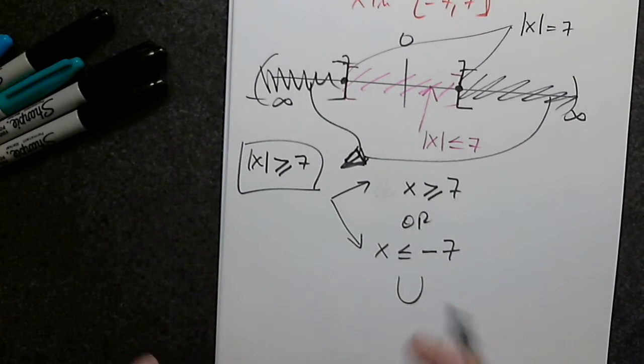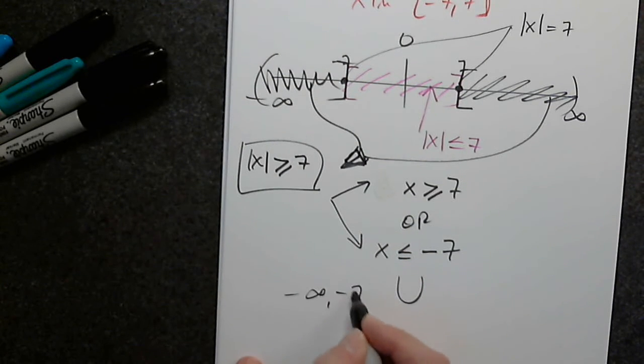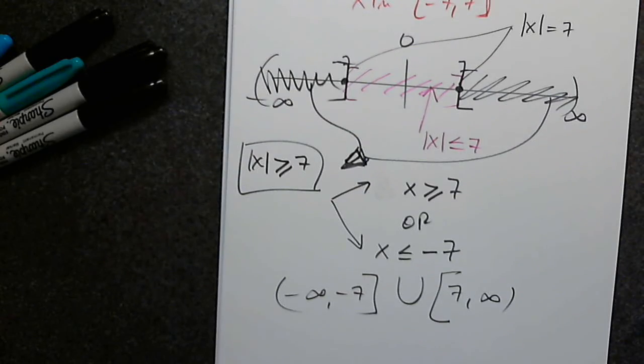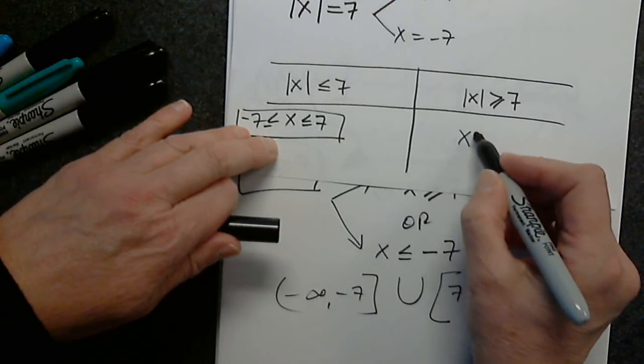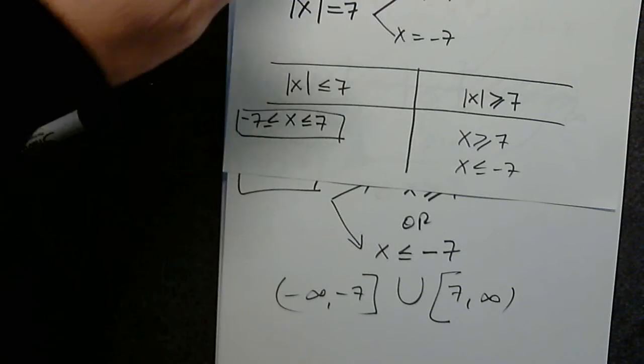How do I write the solution now? The solution now requires the union symbol. Between -infinity and -7, union between 7 and infinity. This was not necessary with the first one. The first one was easy and nice. This one is not really that easy or that nice.